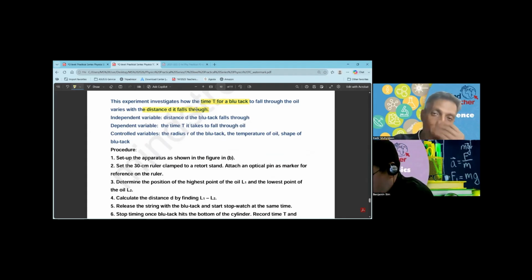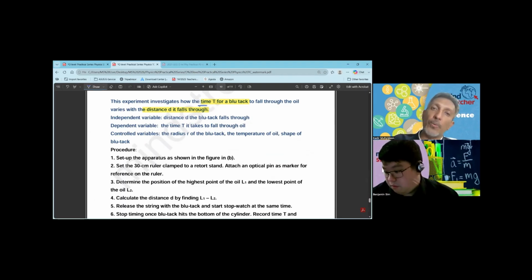This is like the aim. You don't really need to write it down. But what I'm saying is you need to be clear what they want you to do. Because you're trying to check this. So D is the distance the blue tag falls through, and T is the time it falls through the oil.